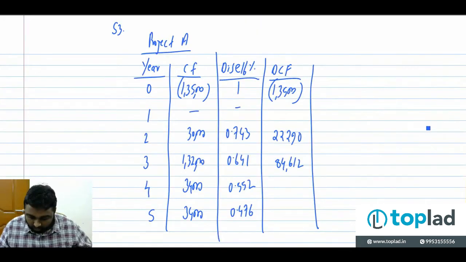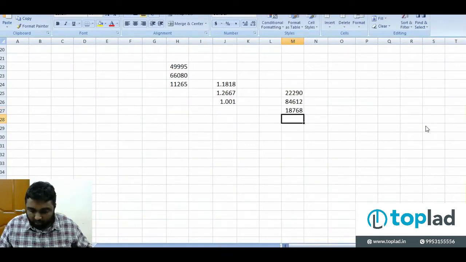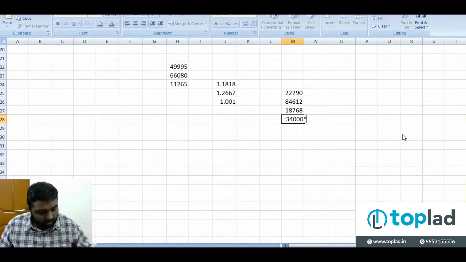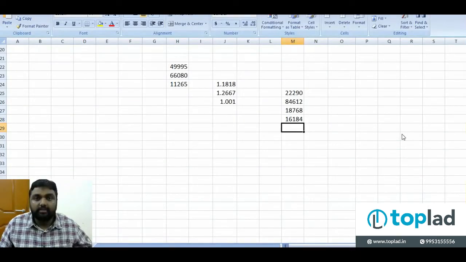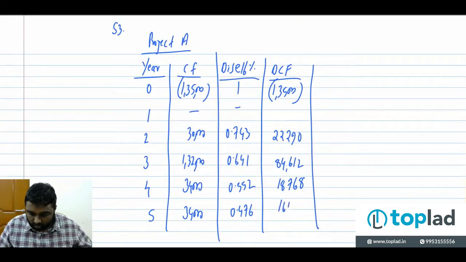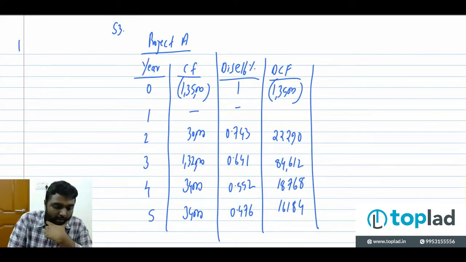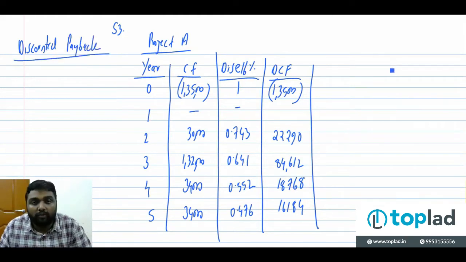34,000 into 0.552 is 18,768. Next is 34,000 into 0.476, which is 16,184. Now they want us to find out the discounted payback. So we know for finding discounted payback, we have to convert into cumulative. So discounted cumulative cash flow.